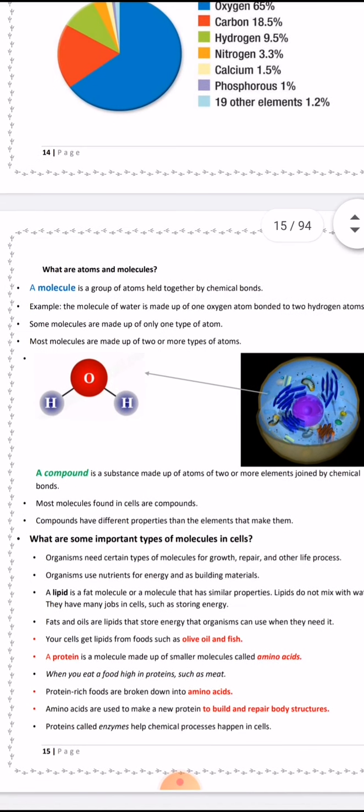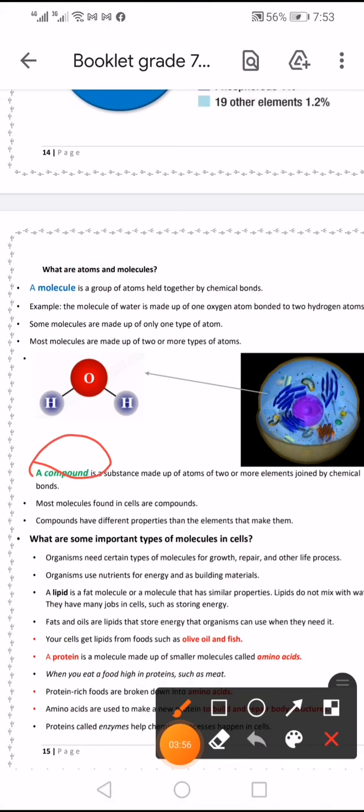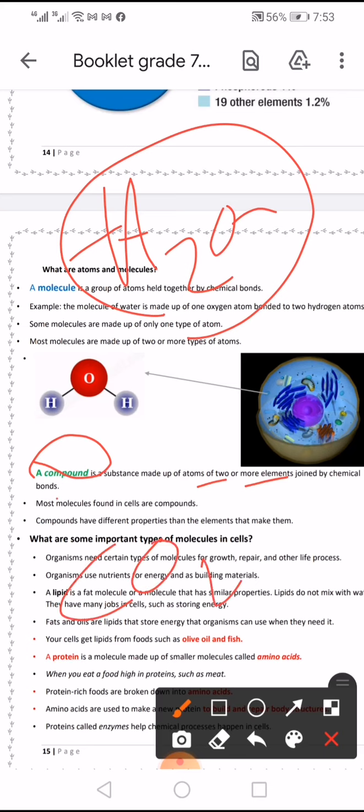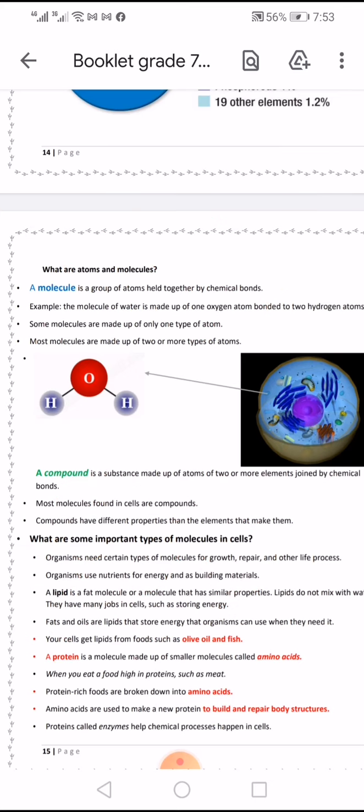What about a compound? A compound is a type of molecule, a substance made up of atoms of 2 or more elements joined by a chemical bond. So a compound is a type of molecule but made up of 2 or more types of elements, like water, H2O. Here we have 2 types of element, hydrogen and oxygen. So this molecule is called a compound. Another example, carbon dioxide. This is a molecule, but which type? Compound, made up of carbon and oxygen, 2 types of elements, or 2 types of atoms.